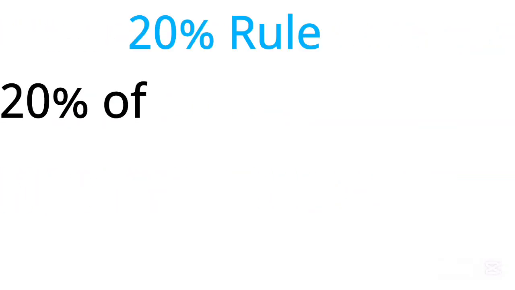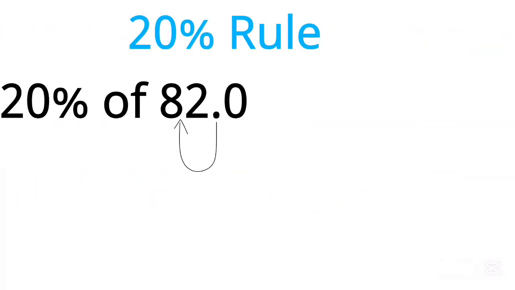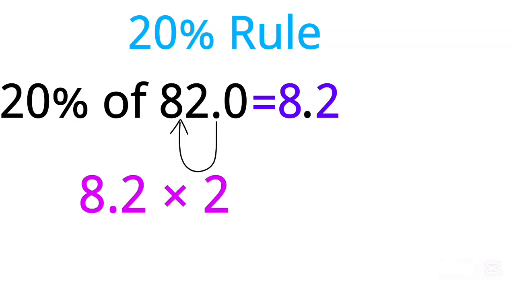Let's try a bigger number. 20% of 82. 10% is 8.2. Double it. And that gives us 16.4. Simple and lightning fast. Now my favorite, 25%.